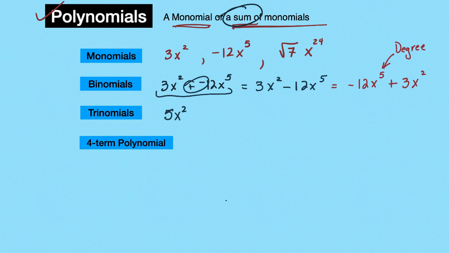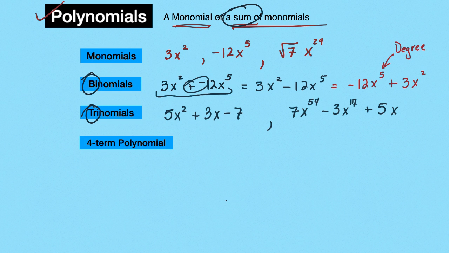5x squared plus 3x minus 7, that would be a trinomial. But they don't have to be just quadratics. You could have something like 7x to the 54th minus 3x to the 17th plus 5x. Can't combine any of those terms because they all have different exponents, but there's 3 of them. Trinomial, tri meaning 3, bi meaning 2. So 2 monomials is a bi, and 3 monomials is a tri.